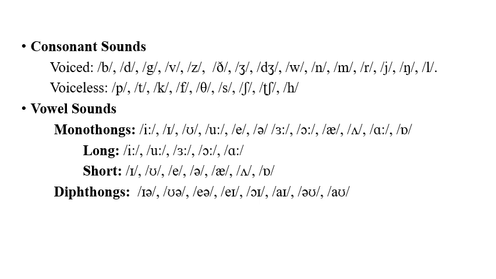So these are the voiced and the voiceless sounds. B, d, g, v, s, sh, j, w, n, m, r, y, n, and l. Now the voiceless sounds are p, t, k, f, s, sh, ch. These are the voiceless sounds.